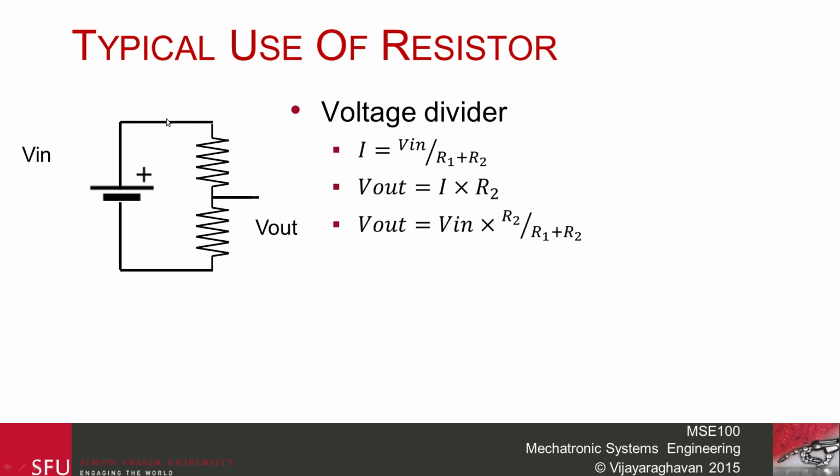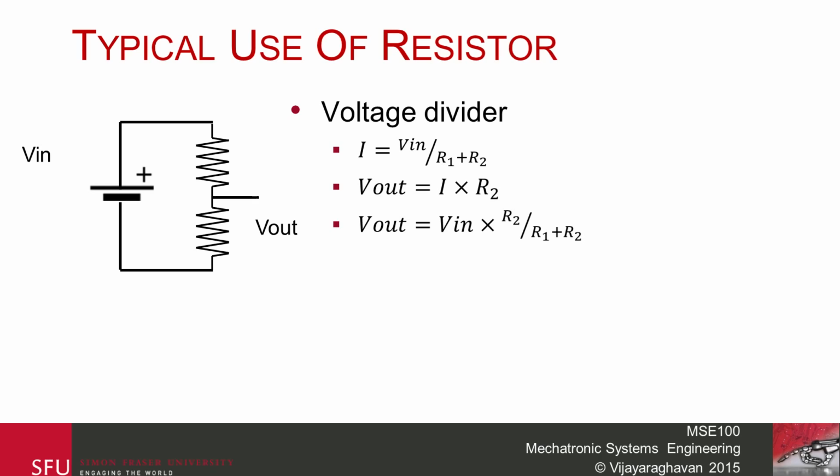The current through the circuit here would be given by V in divided by R1 plus R2, and then V out is basically going to be the voltage drop across this resistance, which, if you recall, is given by the current through the resistance times the value of the resistance. So what we end up having is that V out is going to be R2 divided by R1 plus R2 times the input voltage. Essentially, we're taking the total input voltage and dividing it between the two resistors. This type of arrangement is known as a voltage divider.